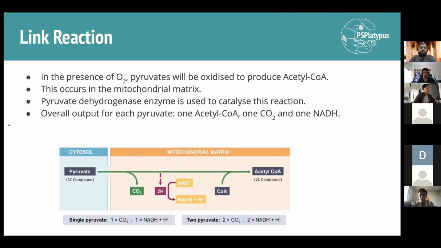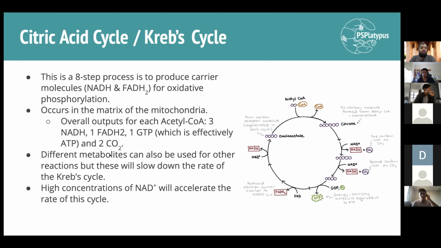In this reaction, pyruvate will be oxidized and converted to acetyl-CoA. So, as we said, this occurs in the mitochondrial matrix. And the overall output of each pyruvate: 1 acetyl-CoA, 1 carbon dioxide molecule, and 1 NADH. Then acetyl-CoA will move to the citric acid cycle.